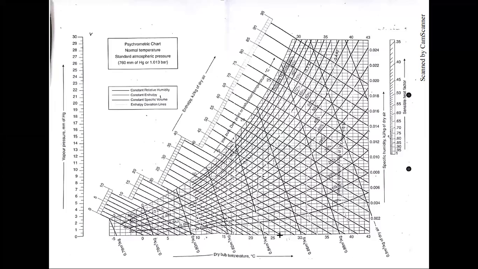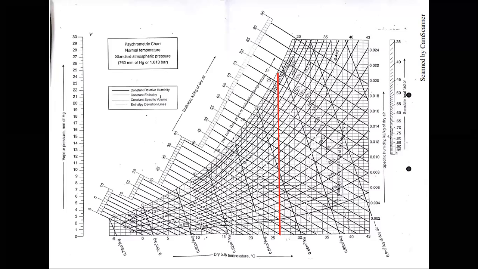First point is on 26-degree dry bulb and 22-degree wet bulb. So this is your point number 1. This is 20, this is 21, and this is 22. So this is your point number 1. Second point is 20-degree dry bulb and 19-degree wet bulb. So this is 20-degree dry bulb and 19-degree wet bulb. So it is over here. This is your second point.